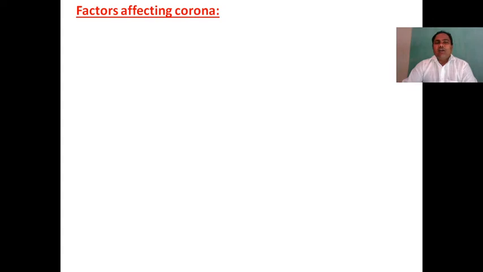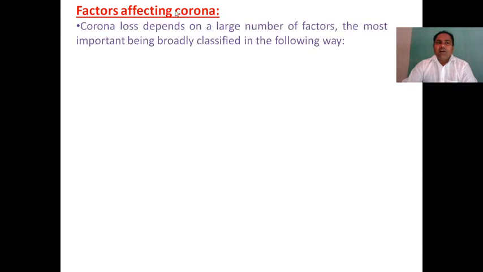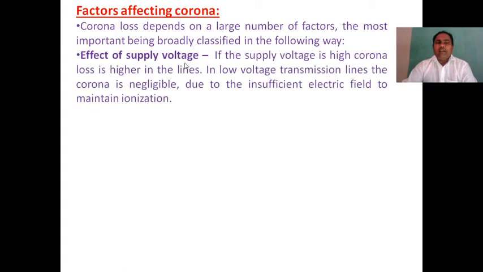Factors affecting corona. What are the factors affecting the corona? Corona loss depends on a large number of factors, the most important being broadly classified in the following way. The first one is the effect of supply voltage. If the supply voltage is more, the electric field intensity around the conductor is more. If the supply voltage is high, corona loss is higher in the lines.